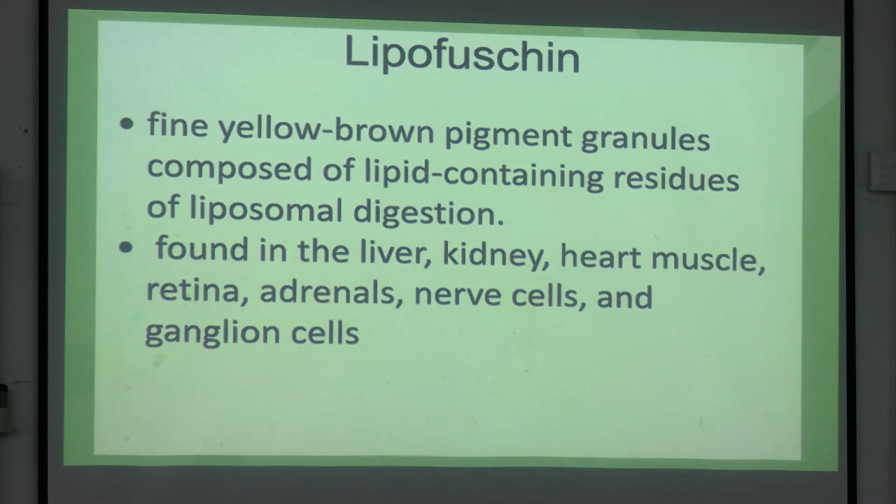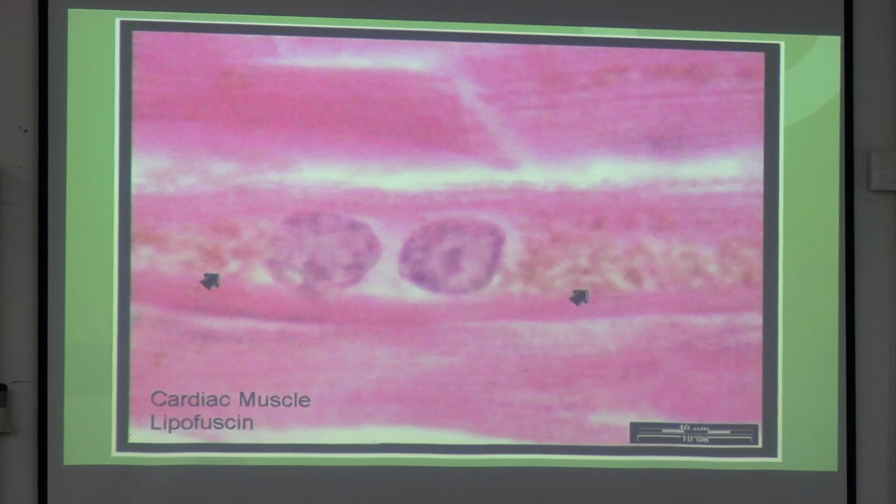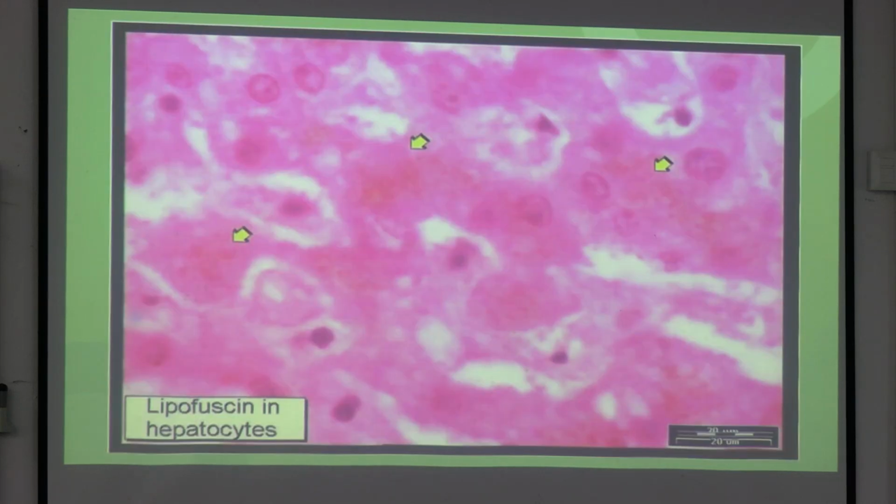So lysosomal digestion or degradation byproduct, fine yellow-brown pigment, this is called lipofuscin, and its other name is wear and tear pigment. So cardiac myocyte, cardiac muscle lipofuscin, in the cell cytoplasm, yellowish-brown pigment. Can everyone see it? This is liver, look, hepatocytes, this greenish yellowish-brown pigment, lipofuscin in hepatocytes.